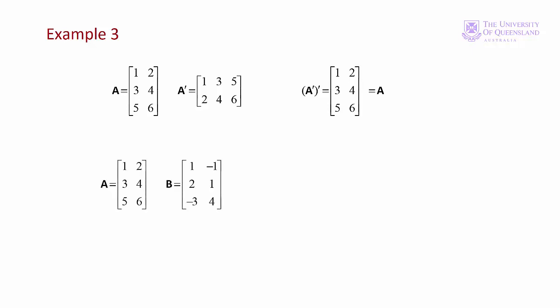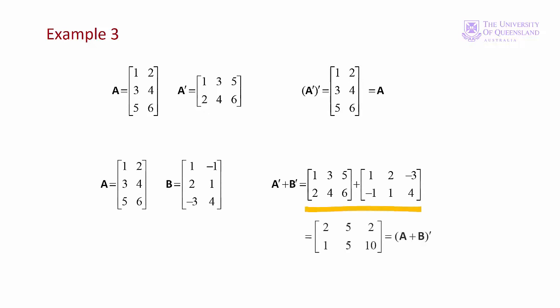Back to matrices A and B. This time let's take the transpose of each and then add them. Here we have the transposes, then we add them, and so we see that A transpose plus B transpose is equal to the transpose of A plus B.